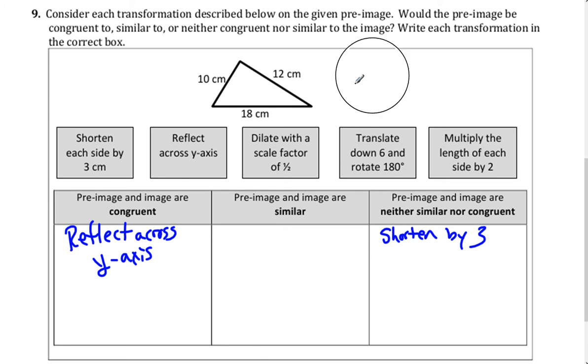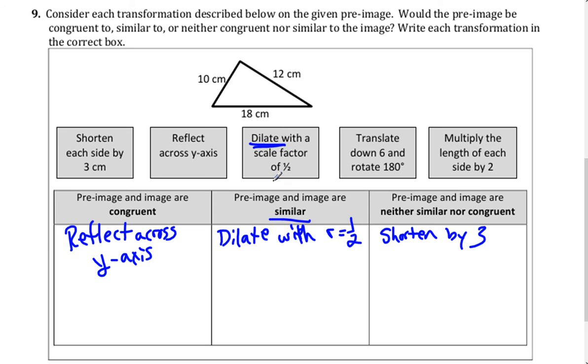Third one, dilate with a scale factor of 1/2. Well, that's pretty much the definition of what it takes to make something similar. Two shapes are similar if a dilation happened, if the shapes are in proportion. So I know that that is similar. Dilate with scale factor of 1/2. By the way, we use the r variable for scale factor for some reason, but we do.